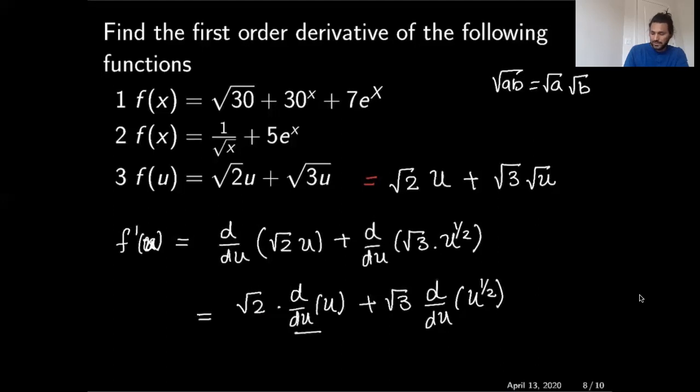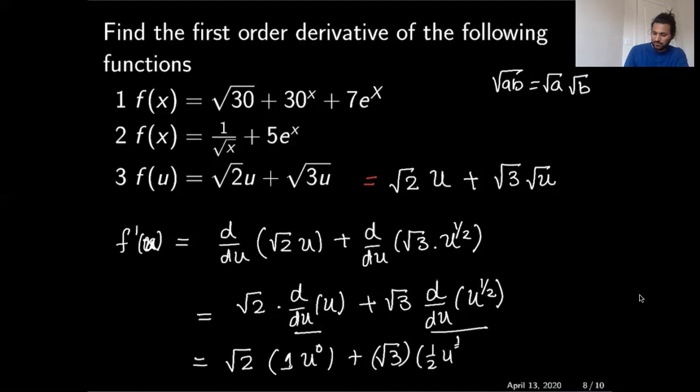Here I will use the power rule, so this will be square root of 2 times u to the power 1. If I drop 1 and take 1 from the power, u to the power 0 is simply 1. So that's the square root of 2, plus the square root of 3. I will drop 1/2 and take 1 from that. So this will be the square root of 3 divided by 2, u to the power -1/2. That completes the solution of that problem.